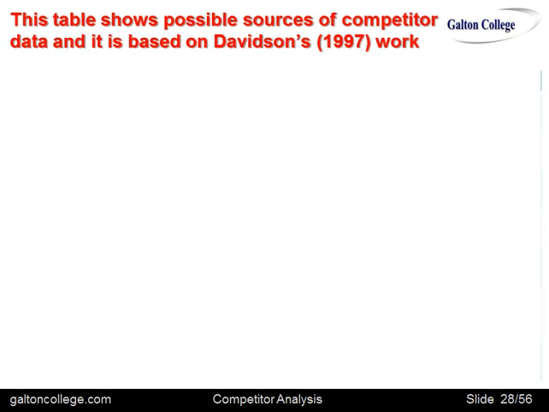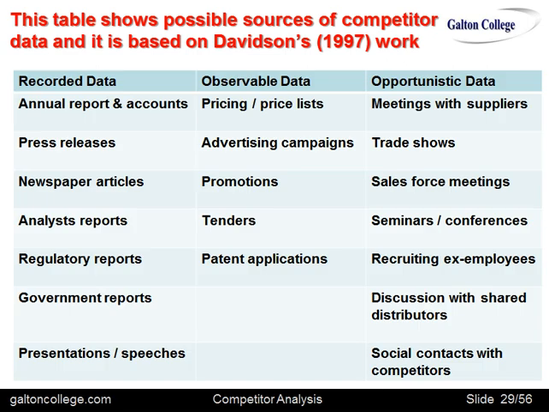Now this table, the one we're about to see, shows possible sources of competitor data, and it's based on the work of Davidson. So we have recorded data, observable data, and opportunistic data. Now I'm not going to go through all of these points, they're fairly self-explanatory, but for example in the recorded data, annual reports and accounts, that's a good source of information. Press releases, that's a good source of information. Newspaper articles, and so on.